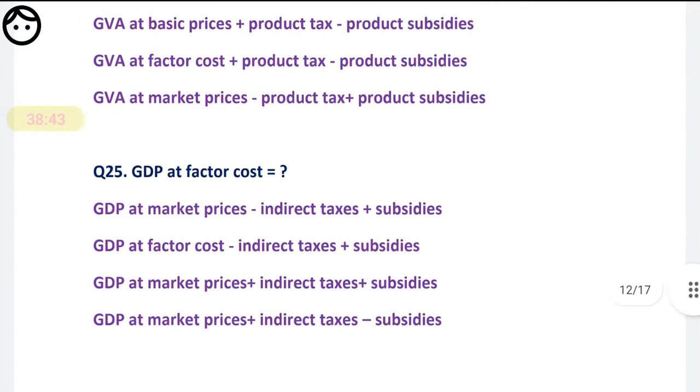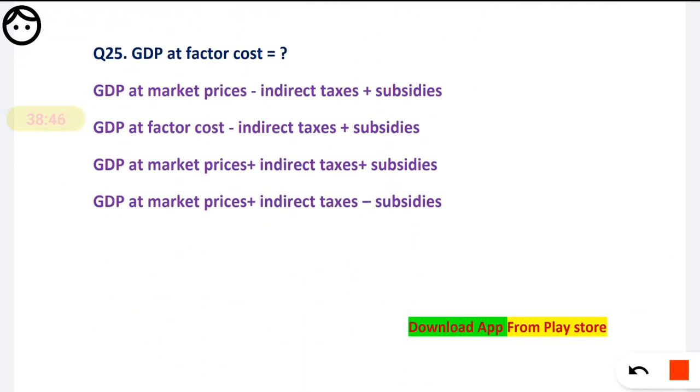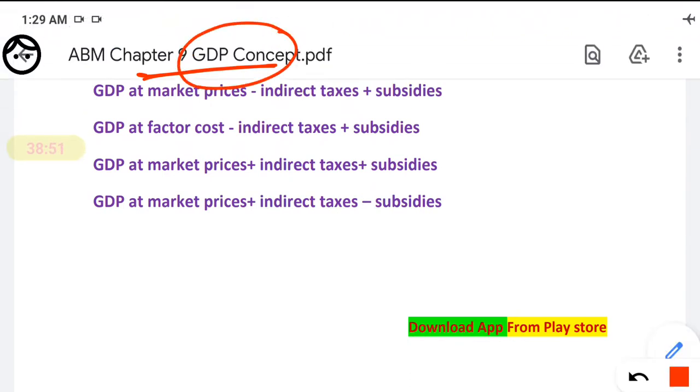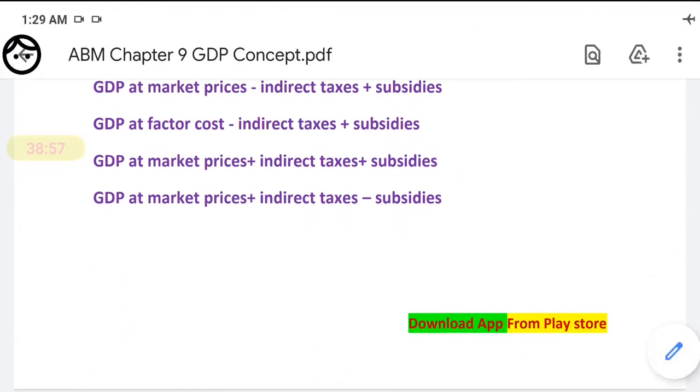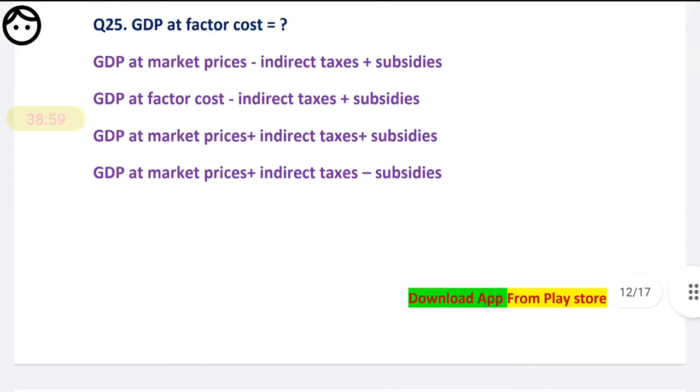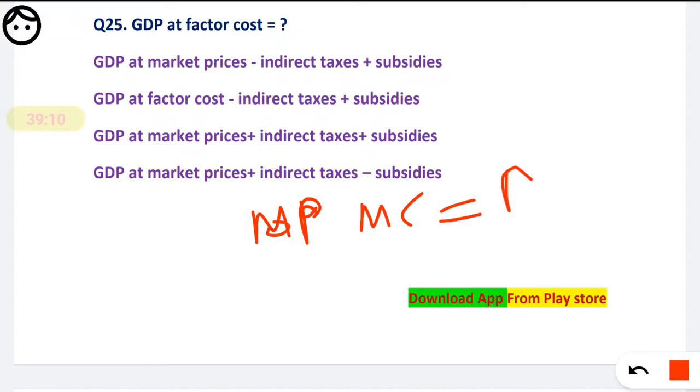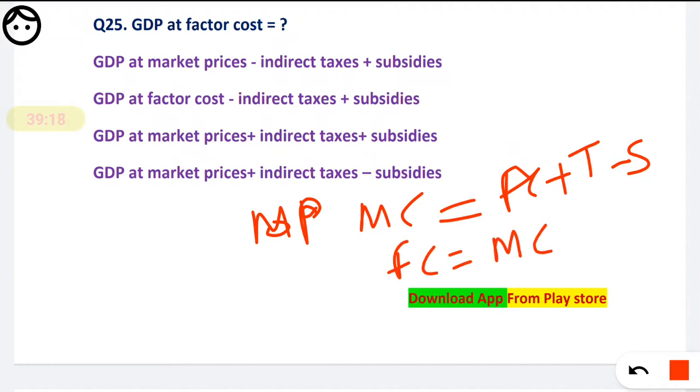Okay, now question number 25. GDP at factor cost is. Firstly they asked about the price, now they are asking at the factor cost. Market price is equal to factor cost plus tax minus subsidies, and we have to find factor cost. So factor cost is equal to market price minus tax plus subsidy. Just rearrange the equation.